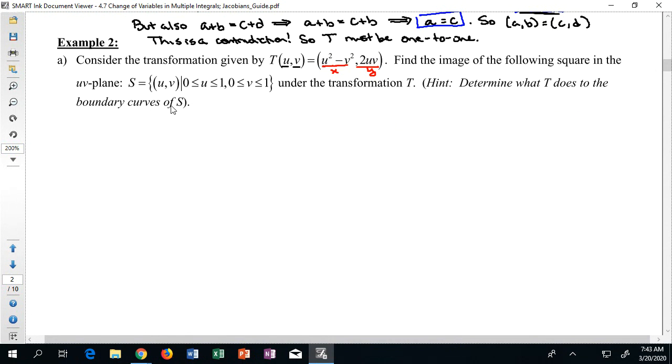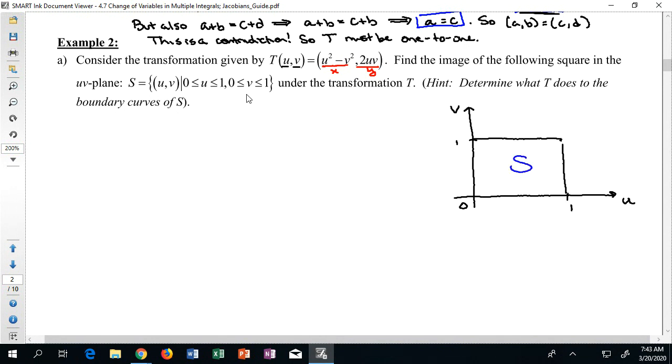I'm going to go ahead and start by taking a look at least my region in the UV plane. It seems here, like in the UV plane, my region S is all points (u, v), where u goes from 0 to 1, and v goes from 0 to 1. So I have this nice little square-shaped region. Okay, so this right here, this is S.